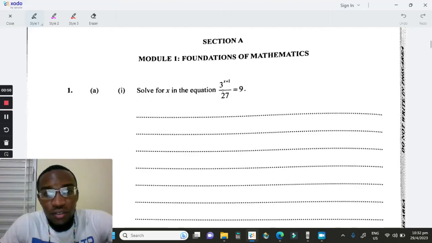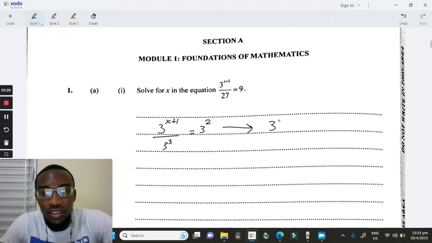It says solve for x the equation 3 to the x plus 1 over 27 equals 9. First thing we can do is change everything to the common base. So this is 3 to the x plus 1 over, remember, 27 is really what? 27 is 3 cubed, and that's equal to 3 squared. When you're dividing and the bases are the same, you subtract the powers. So this is 3 to the x plus 1 minus 3 equal to 3 squared.